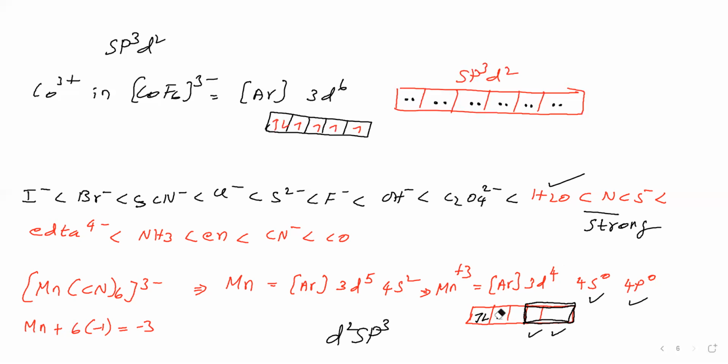That means here don't pair the electrons. 1 electron you give here, 1 electron you give here. So 4 electrons we are filling like this. So here 3d contains 4 electrons. Therefore, how many unpaired electrons are there? 2 unpaired electrons are there. So this complex is having 2 unpaired electrons.